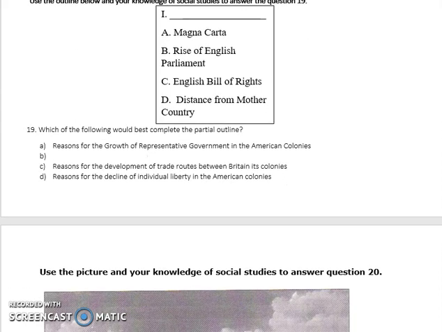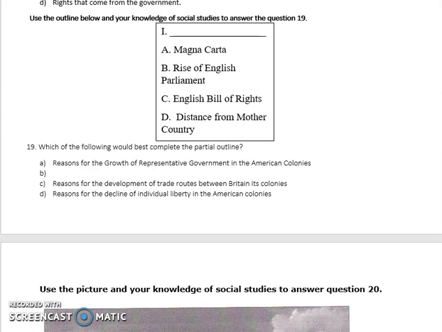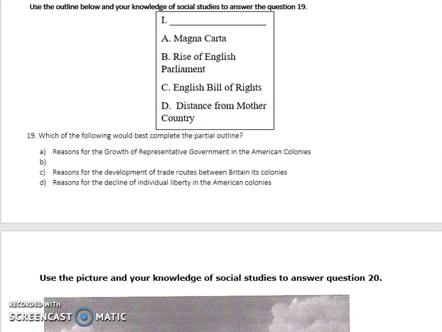Use the outline below and your knowledge of social studies to answer 19. Which of the following would best complete the partial outline? A. Reasons for the growth of representative government in the American colonies. C. Reasons for the development of trade routes between Britain and its colonies. D. Reasons for the decline of individual liberty in the American colonies.